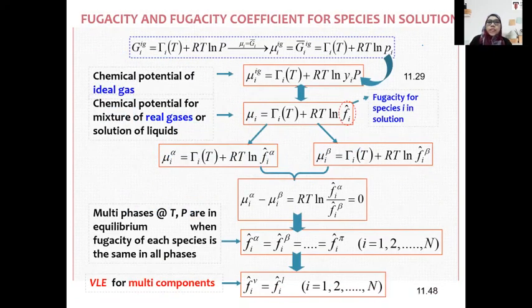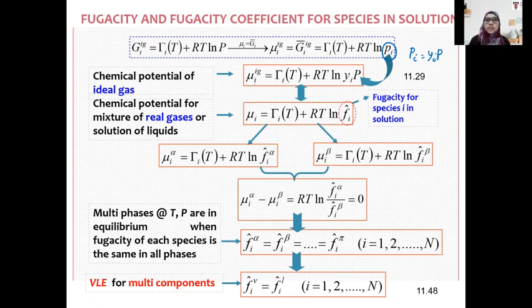Okay, let's move to the fugacity and fugacity coefficient for the species in solution. For the ideal gas, we have the expression of an integration constant plus RT ln P. And then when we introduce the chemical potential that relates to the partial Gibbs energy of an ideal gas, we can replace the pressure with the partial pressure, where the partial pressure equals the pressure times the composition in vapor, since this is in the gas state.